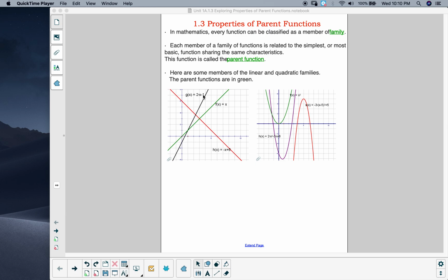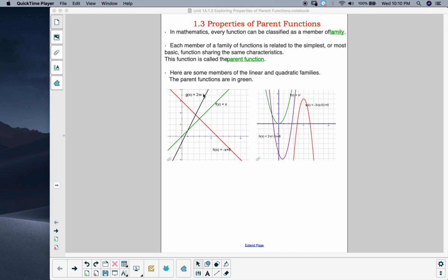f of x equals x, g of x equals 2x minus 1, h of x equals negative x plus 5. You're very familiar with these three types of functions. They're all linear. You know right away when you see that function what it represents. So f of x equals x is the parent function of a linear relation or a linear function, its slope is 1 and the y-intercept is 0, so you can see it passes through the origin. And then the other two, the g of x and the h of x, are members of that parent family of functions.